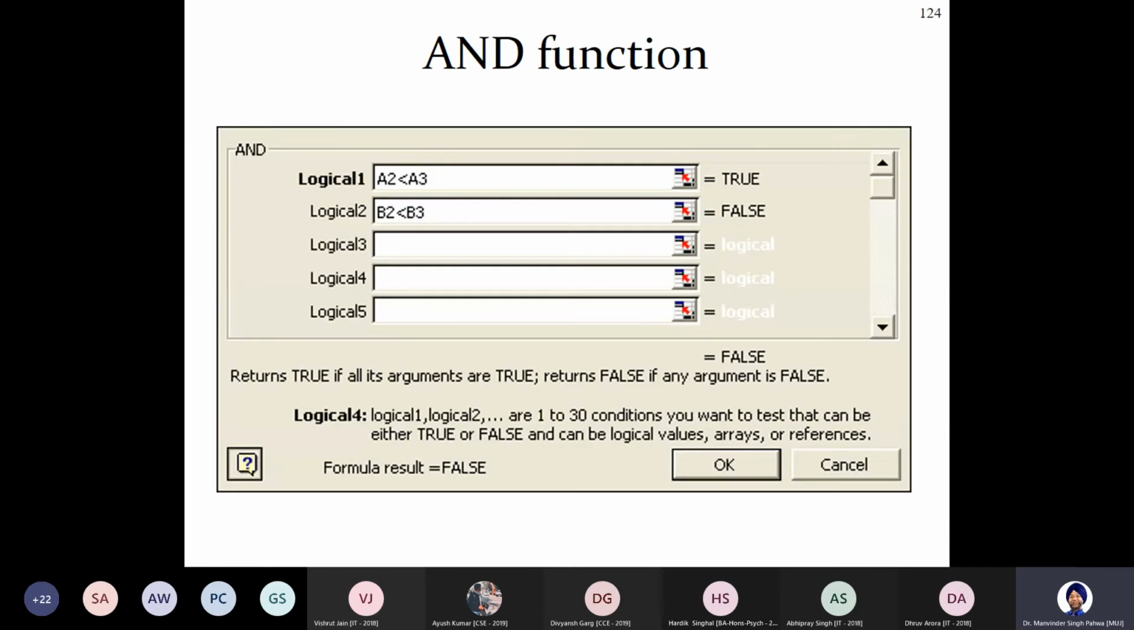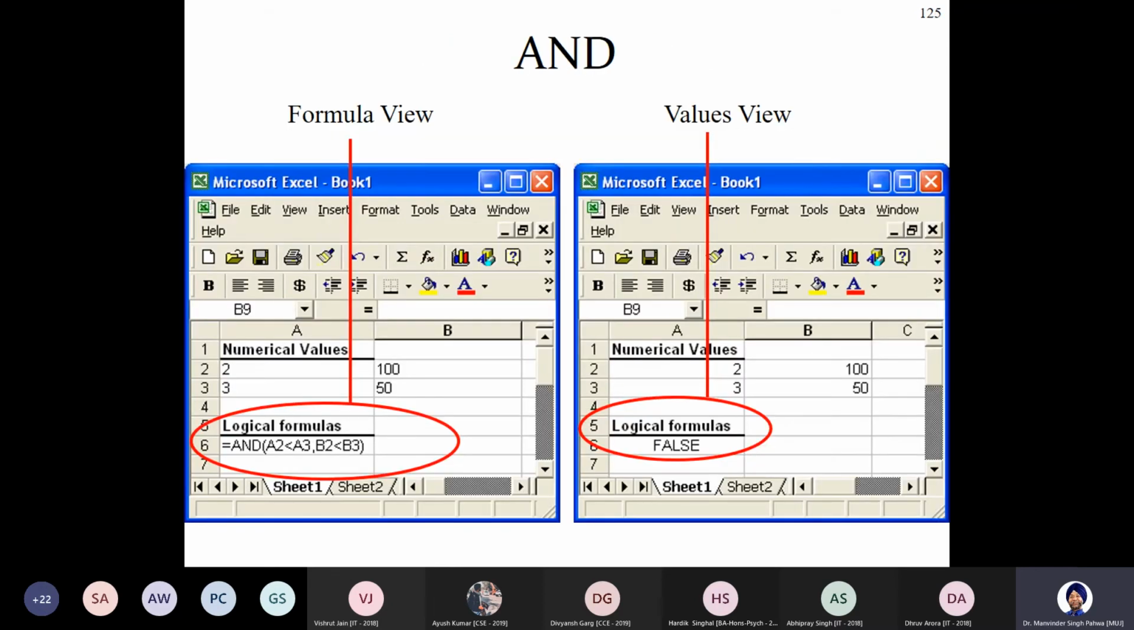Okay, and functions we also apply sometimes using the logical things, right? The AND function is also there, and I think you know very well how we can use this AND function. So if you want to learn further, we can use it over here. Write the numerical values 2 and 3 and 150 in A2, A3 and B2, B3 respectively, and fix up this logical formula and see how it results.